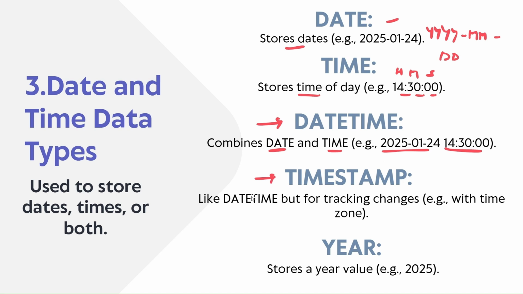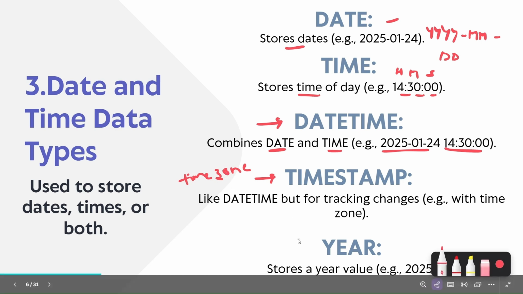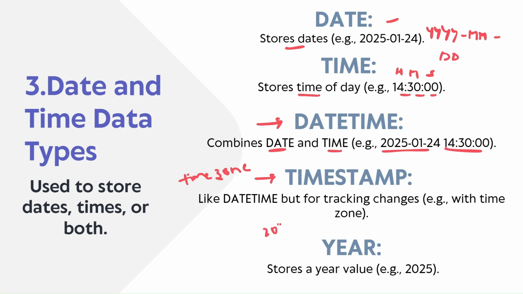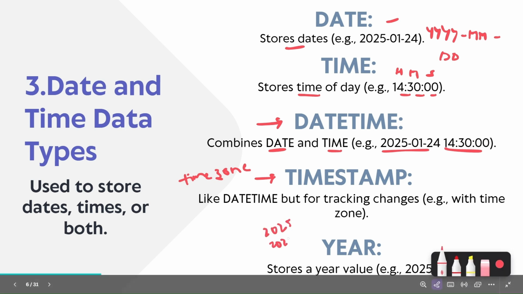Next comes the timestamp. This is similar to date time, but it is generally used for tracking changes. And the special feature of timestamp is that it combines time zone along with date time. So simply remember that in date time we will not have any time zone, whereas in timestamp we'll have a time zone. Alright. Next, year. It is generally used to store a separate year, for example 2025 or 2024. It is generally used to store a year value. Alright.